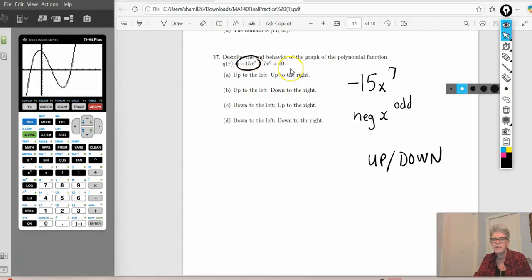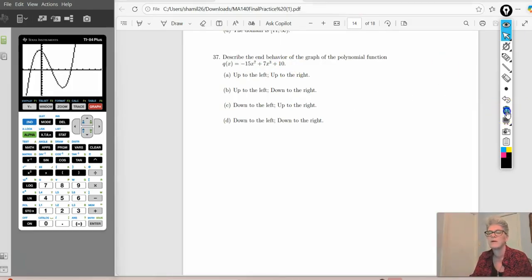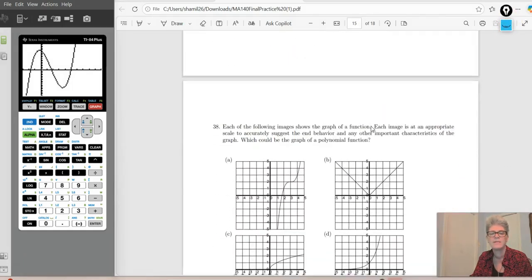Okay. You can try putting it in your graphing calculator. Sometimes you'll have a nice window where you can see it. Other times you will not. So I just memorize the 4 cases.